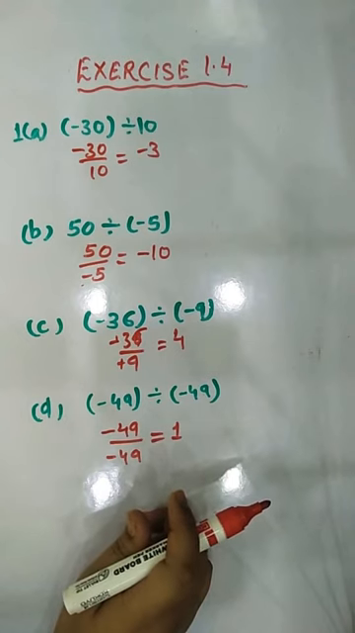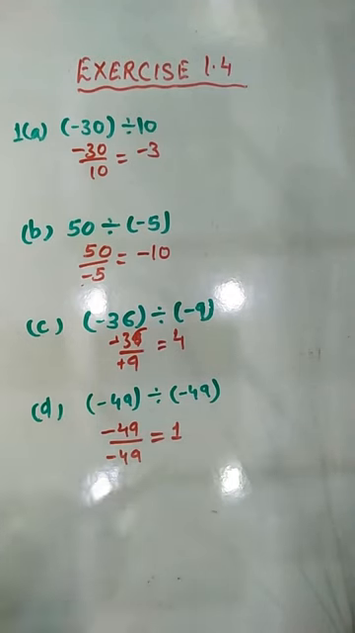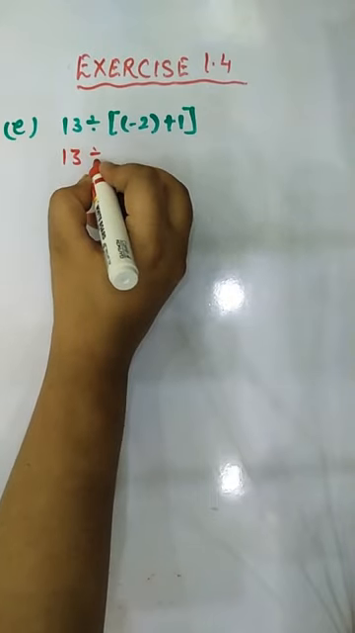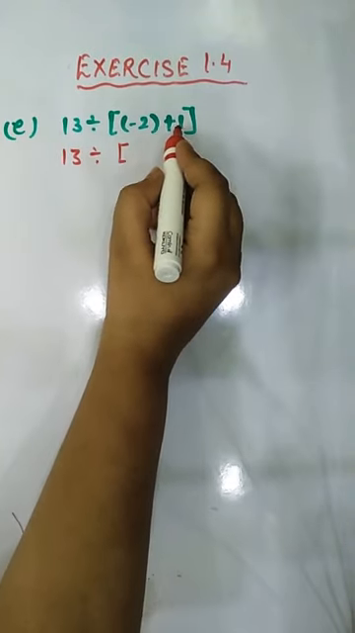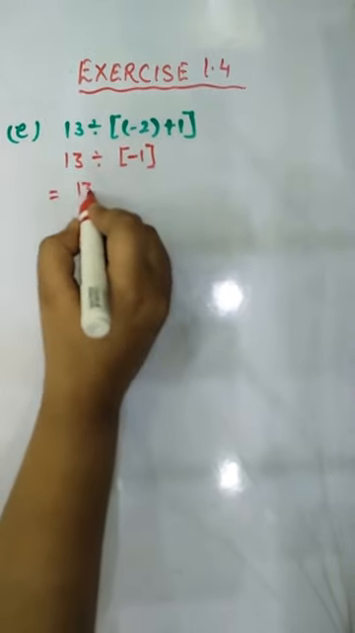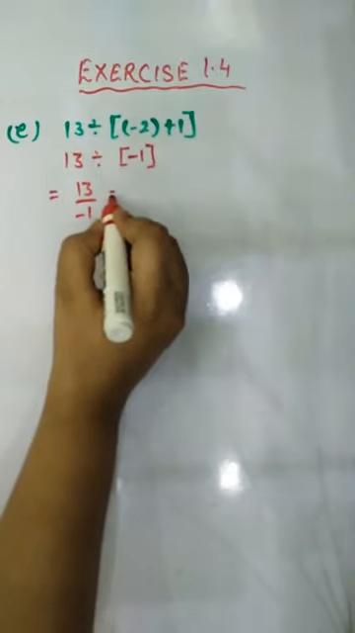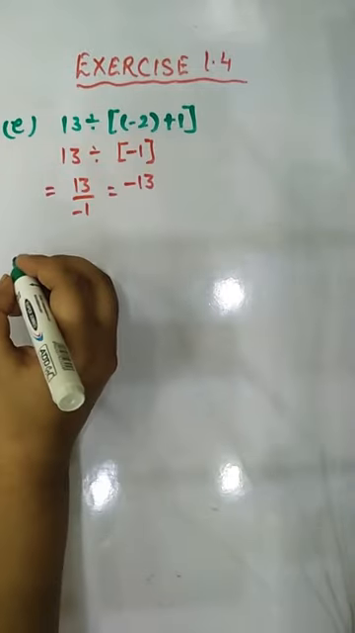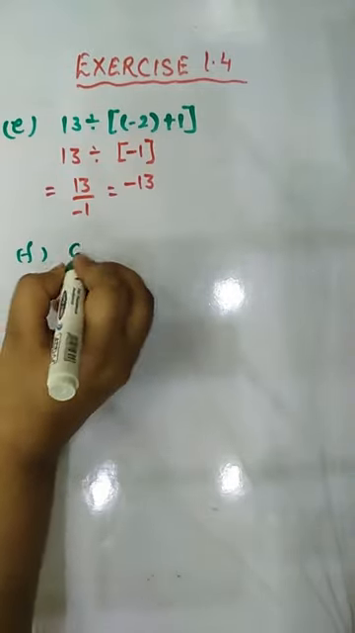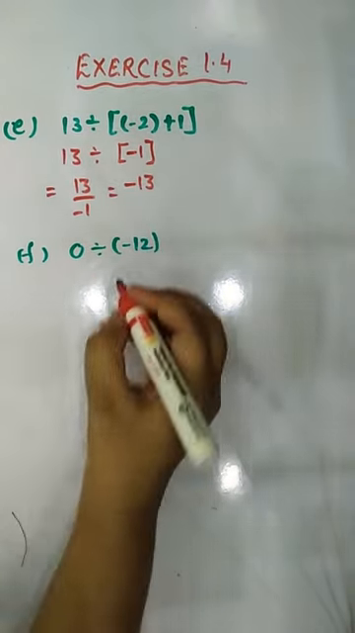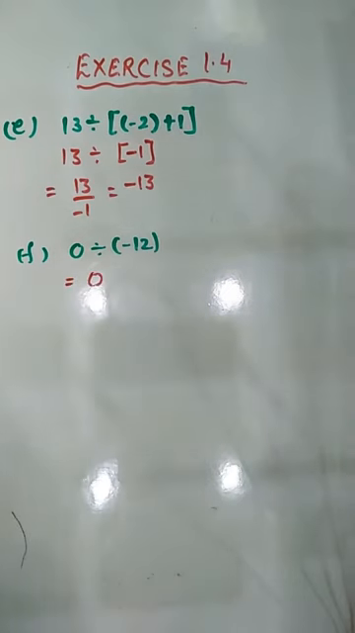Now let us come to question number E, the E part of question number 1. Now 13 divided by minus 2 plus 1, so always we solve the bracket first. So minus 2 plus 1 will become minus 1. So 13 divided by minus 1, that is minus 13. Then F part is 0 divided by minus 12. So when 0 is divided by any number, the answer will always be 0.